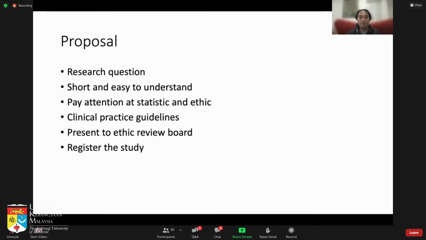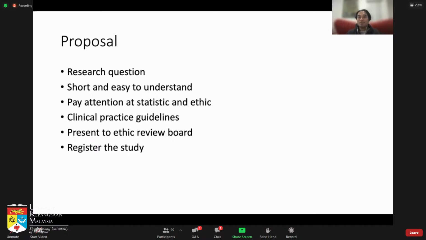We need a CPG, everybody, clinical practice guideline. You need a CPG, you must have the certificate. Because when you have the certificate, that's good. At least your supervisor must have the certificate. So CPG is important. And with the proposal, you have to present to the ethic review board. Not Proshari is the head of the ethic review board.